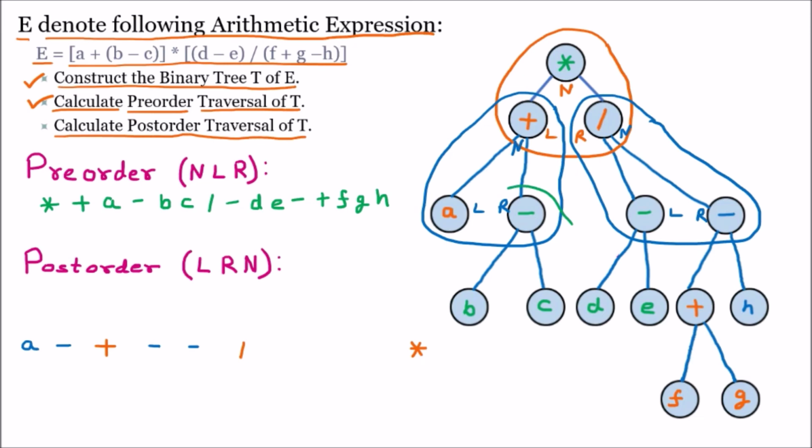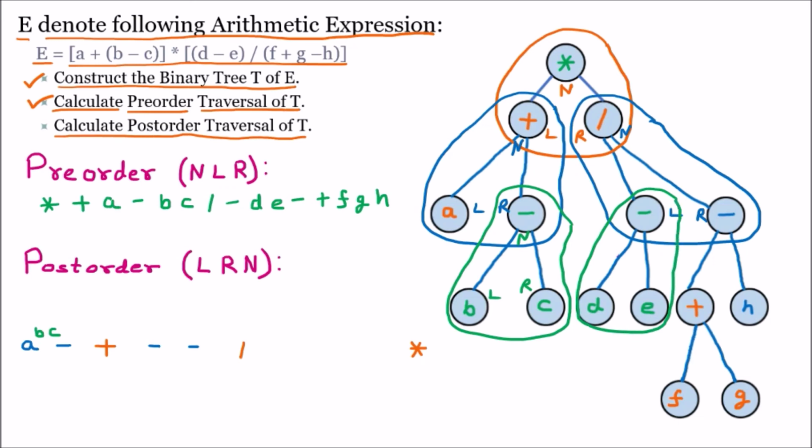Now talking about the next subtree which we are taking. So in this we are having the node, left and right. So left, right, node: B C minus. Be careful, we are talking about the first minus here. So B C minus. It is coming here.